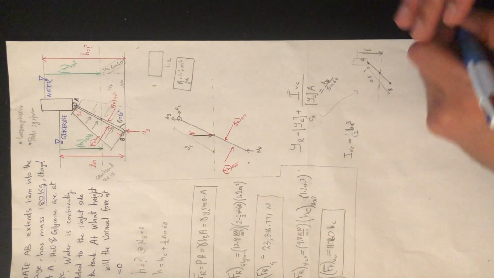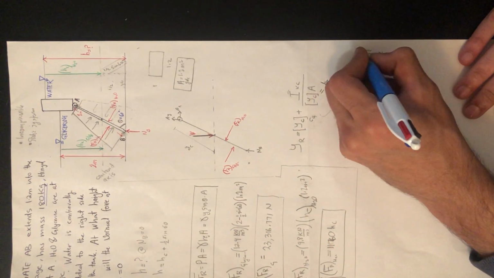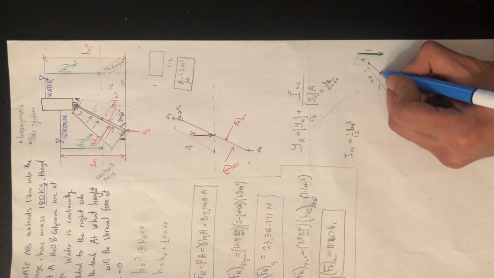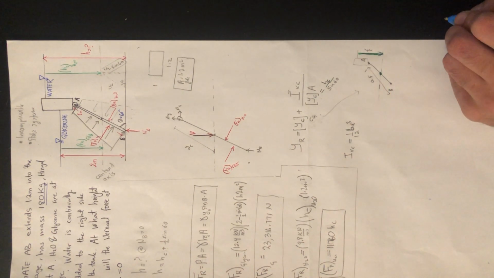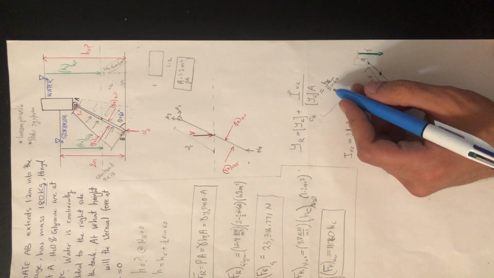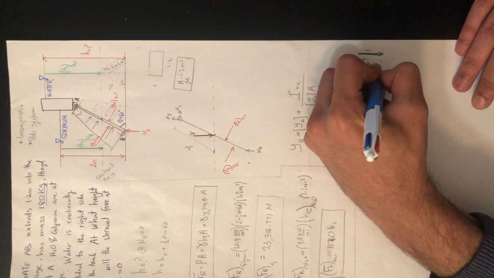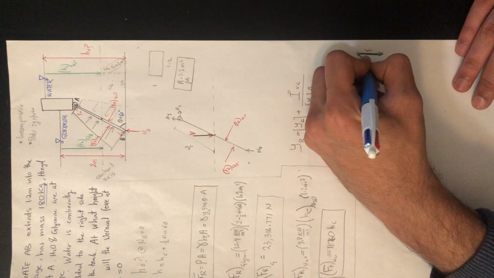Let's use a different color. This is our HC, and this is our centroid of the gate. The denominator term is the length from the centroid to the free surface.